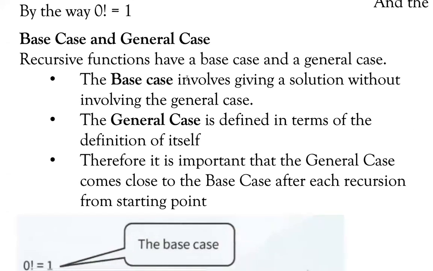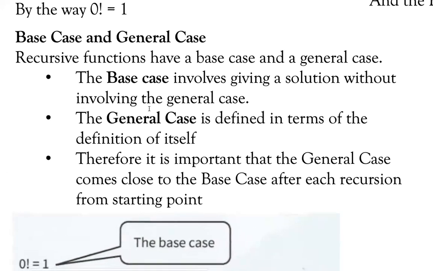So the base case involves getting a solution without involving the general case. This is just the value that I know for sure. So in this case, for 0 factorial, I don't have to worry about finding anything else. I just know for sure 0 factorial is 1. The general case is defined in terms of the definition itself. So basically, it's a recursive call. Each time for a general case, I will have to find a lower general case and a lower general case, and eventually I will reach the base case.